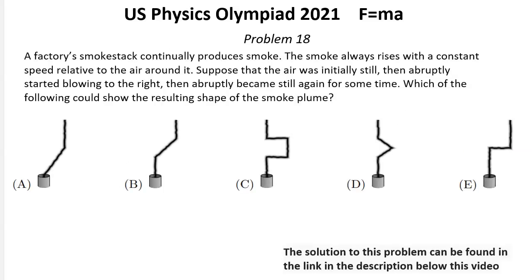Problem number 18. A factory's smokestack continuously produces smoke. The smoke always rises with a constant speed relative to the air around it. Suppose that the air was initially still, then abruptly started blowing to the right, then abruptly became still again for some time. Which of the following could show the resulting shape of the smoke plume?